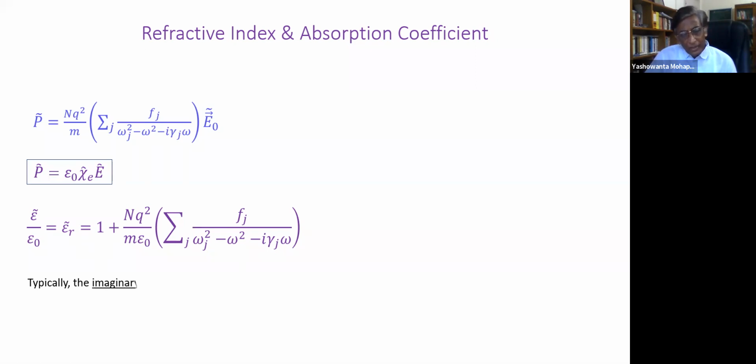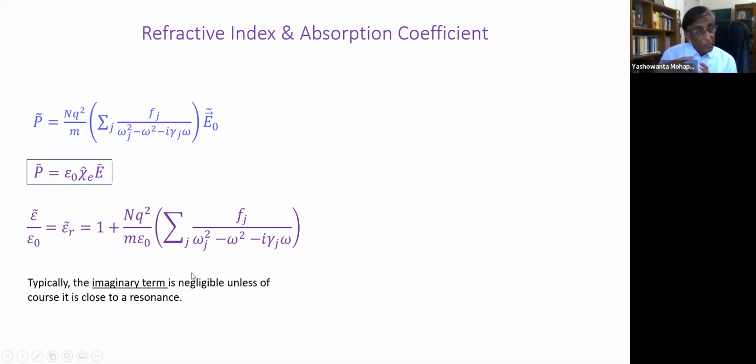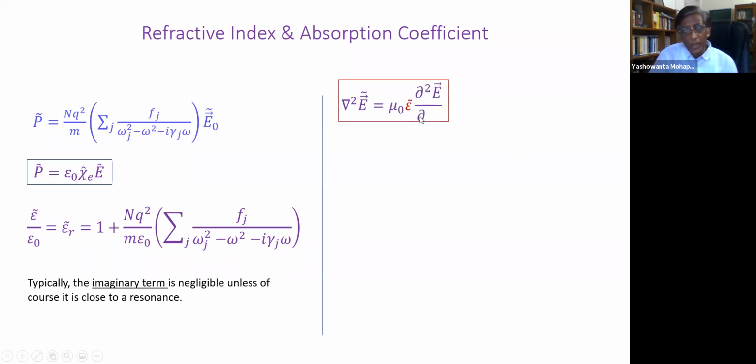Typically, the imaginary part is negligible unless, of course, I am close to a resonance. That is, if omega is very close to omega j, then resonance is important. Otherwise, if there is no imaginary component, then the resonance will take it through the roof. It is the imaginary component which gives a finite width and a finite amplitude to a resonance. Unless I am at the resonance, this term is quite negligible. So let me assume that, and then I can plug it into my wave equation.